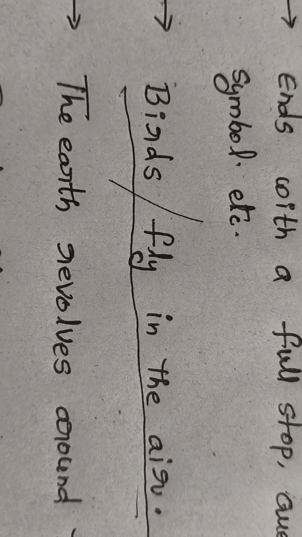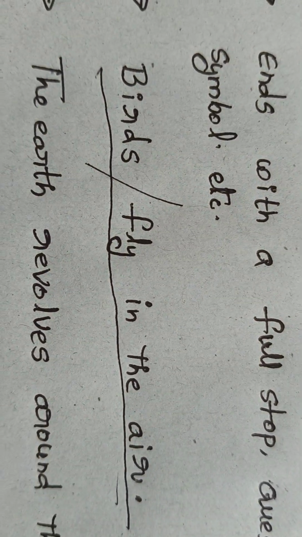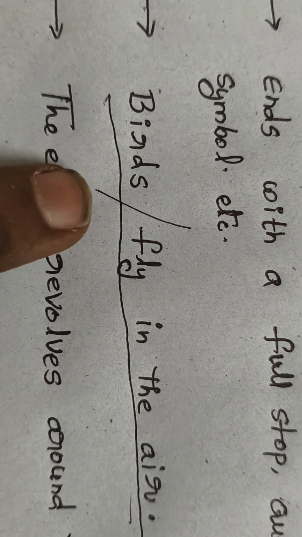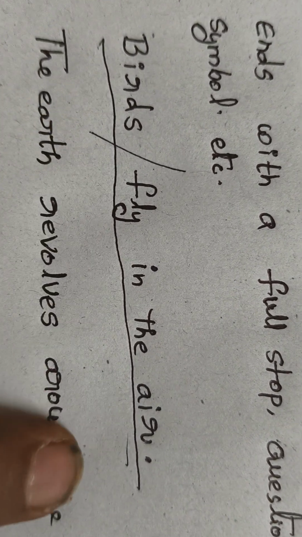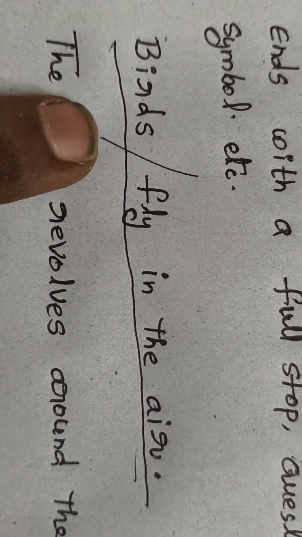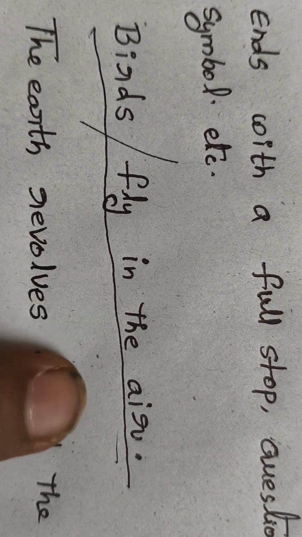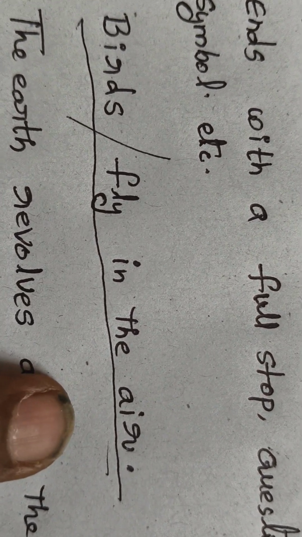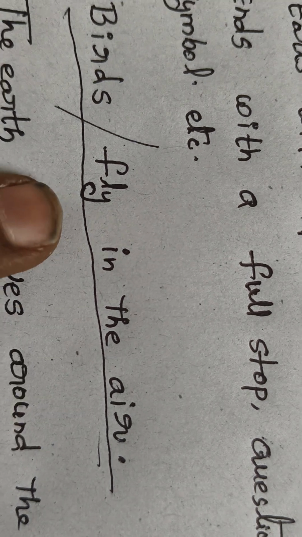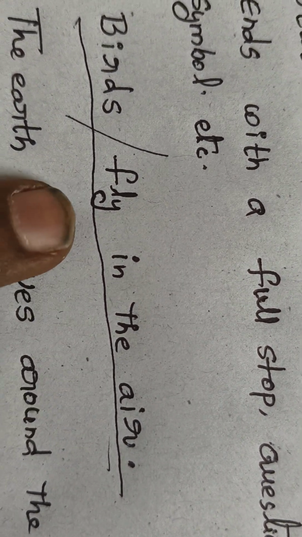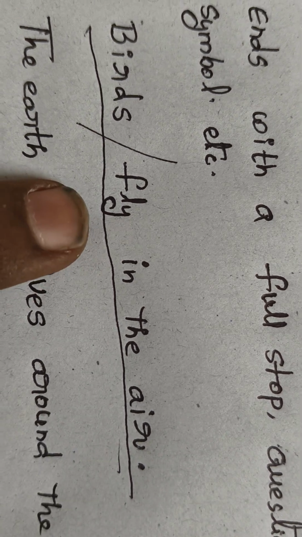In that sentence, we use some words to say something about the subject. Such a group of words which are used to say something about the subject, this is called predicate.